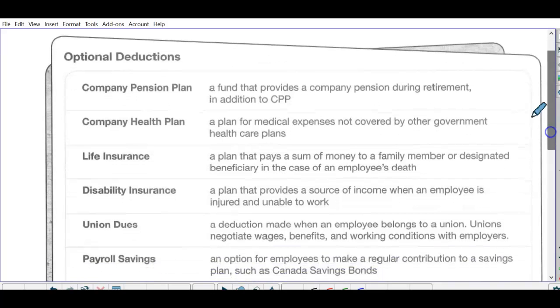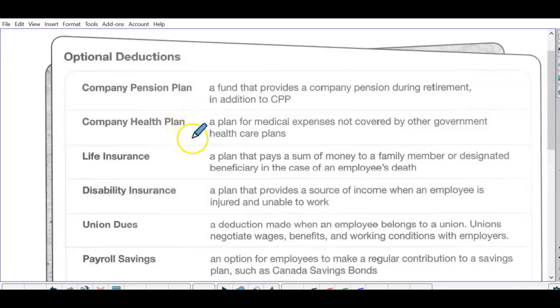Here are some other optional deductions. So your company might have a pension plan. For teachers, if you're a teacher in a public school, at least in Alberta, you contribute to the Alberta pension plan. I think it's called Alberta Retirement Fund. No, Alberta Teachers Retirement Fund. In any case, your employer may or may not have that.